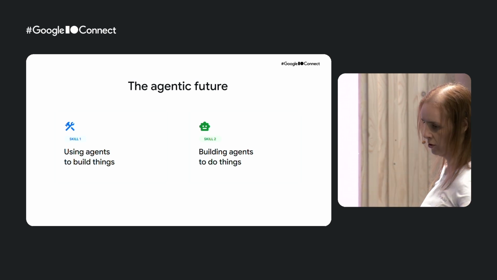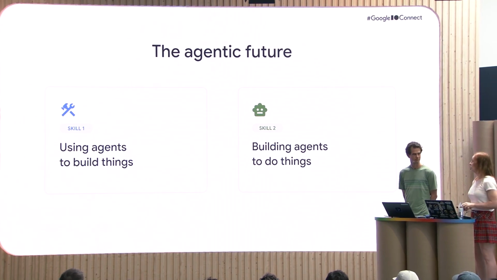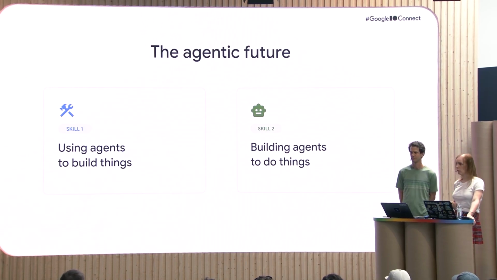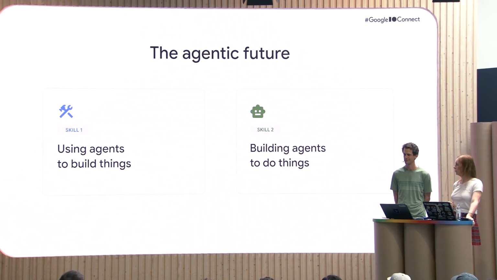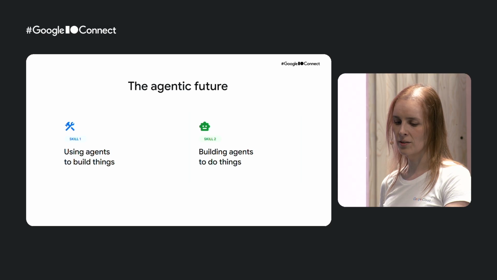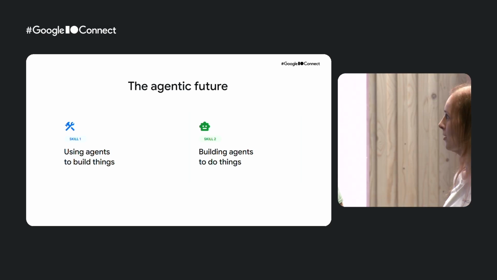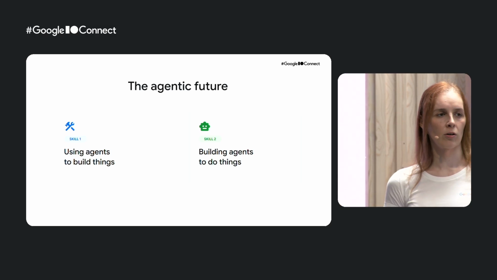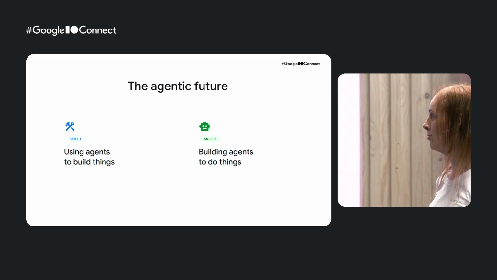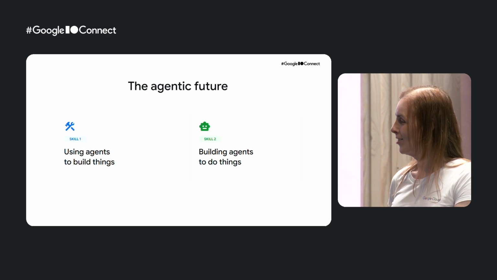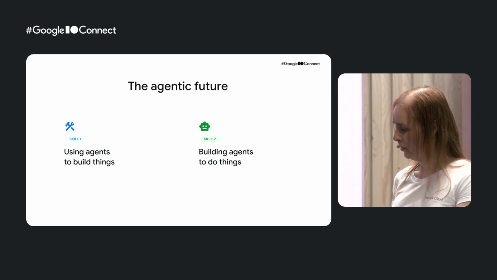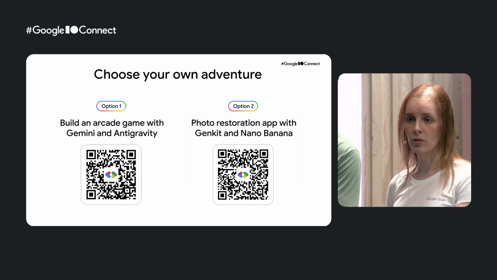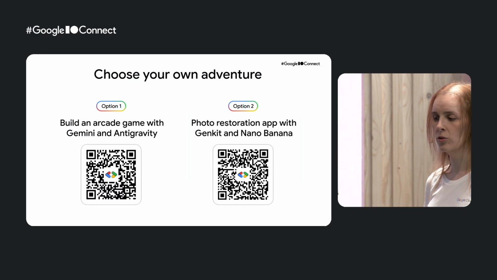You saw earlier, before us on this stage, we were talking about building agents. This talk is more about using agents to build things. Those are the main skills we're developing now in this stage of life, I guess. And here are a few code labs you can do yourself to practice those skills.